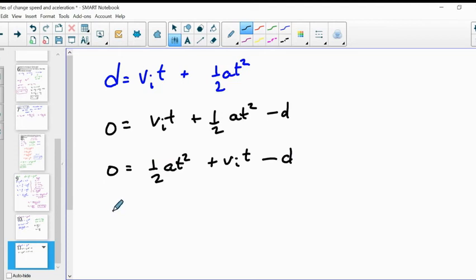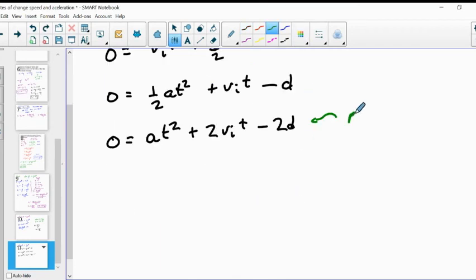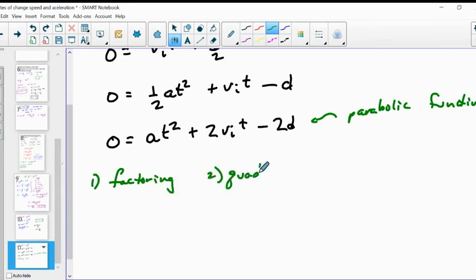I don't like having the fractions. Many students don't. So I'm going to multiply everything by 2. So I'm going to end up with 0 is at squared plus 2 v_i t, take away 2d. Parabolic function. Some of the common ways you learn how to solve that in Math 11: method 1 might be through factoring. A second method might be through the quadratic equation. And the third method might be from graphing and finding our x-intercepts, or commonly referred to as roots.